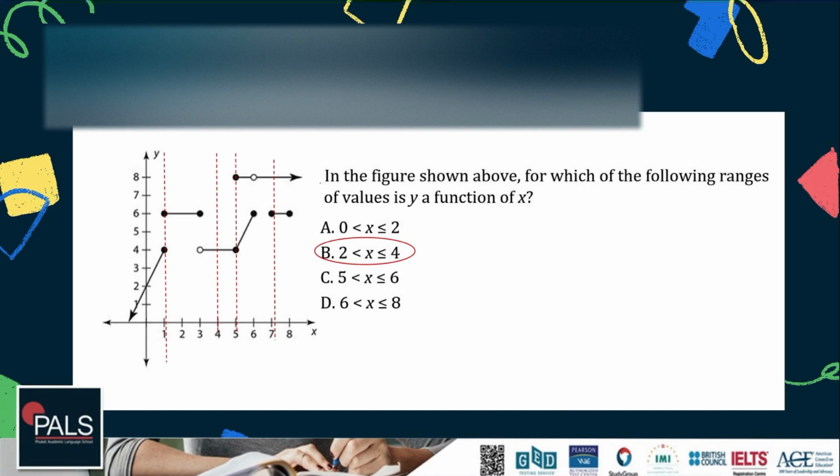Okay, in the figure shown above, for which of the following ranges of the value is y a function of x? This one, when x is 1, you will get 2. When x is 2, you will get 1, right? One answer, one solution. This one you will get 2, 1, 2, right? So the range where y is a function of x is 2 to 4, because in this range, one x gets one y.